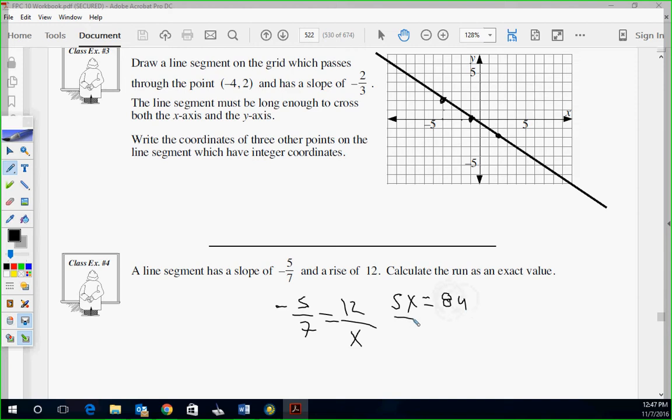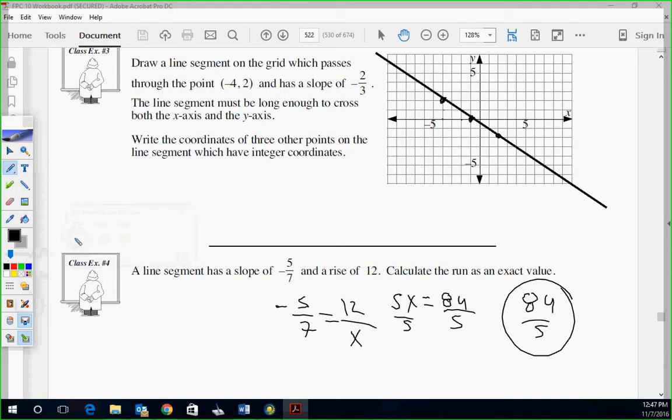You divide by 5, so it's going to be a fraction, which kind of stinks, but it's 84 over 5. Let me make sure that's what they want us to leave it as real quick.